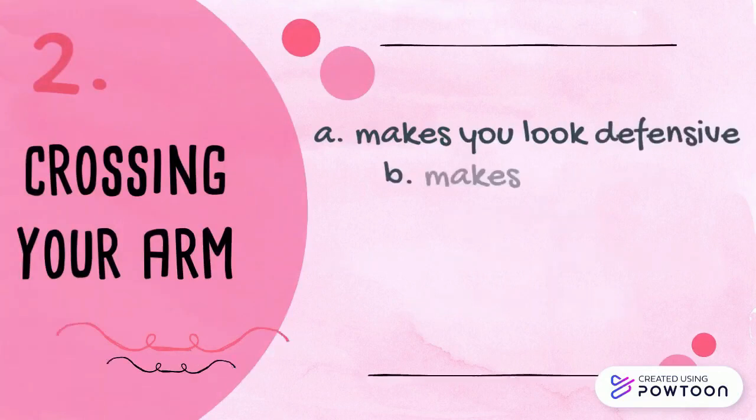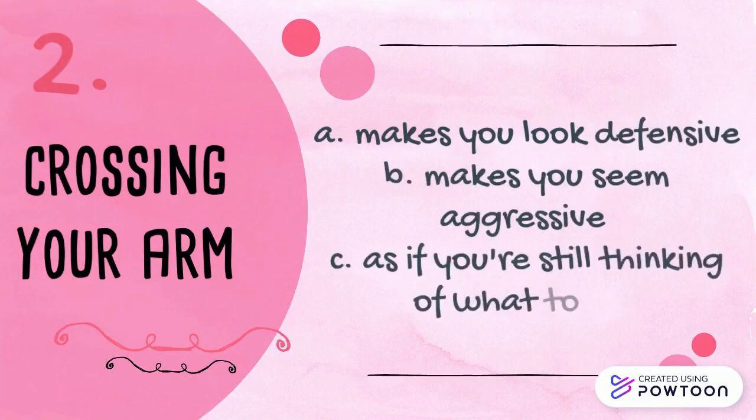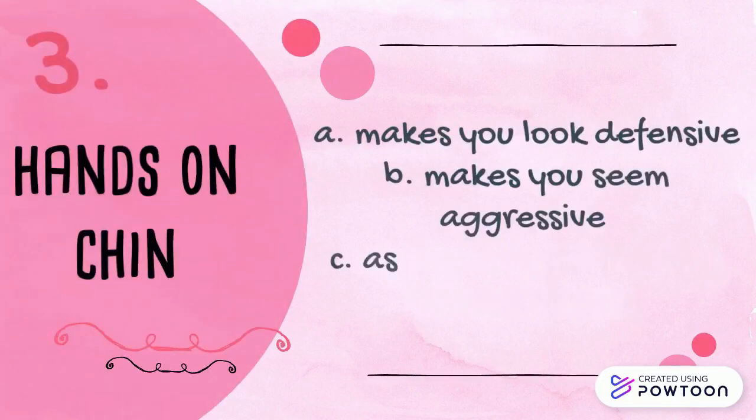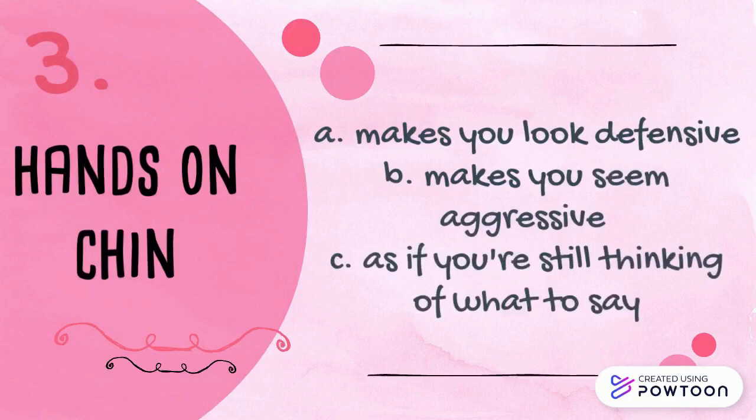Number 2, what does it imply if you are crossing your arms? A, it makes you look defensive. B, it makes you seem aggressive. Or C, it's as if you are still thinking of what to say. Number 3, putting your hands on chin. A, makes you look defensive. B, makes you seem aggressive. Or C, as if you're still thinking of what to say.